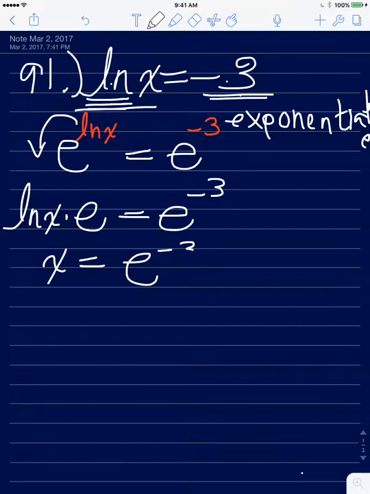And on the quiz tomorrow, you're not going to need a calculator. You can just leave it as e to the -3rd or 1 over e cubed. Either way, it's going to give you the right answer. So that's number 91.